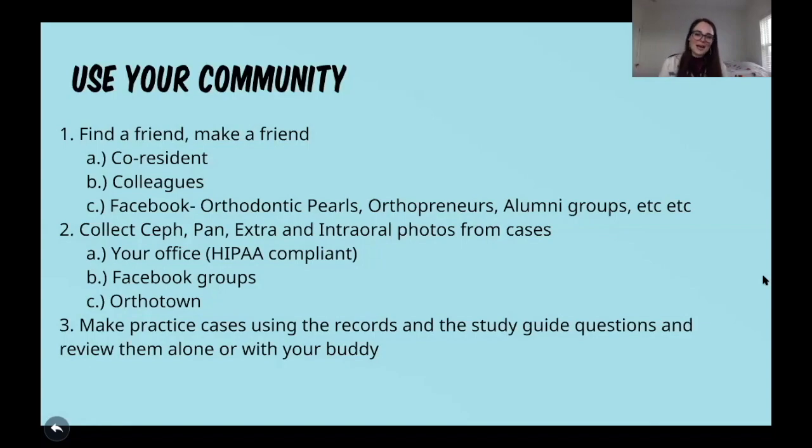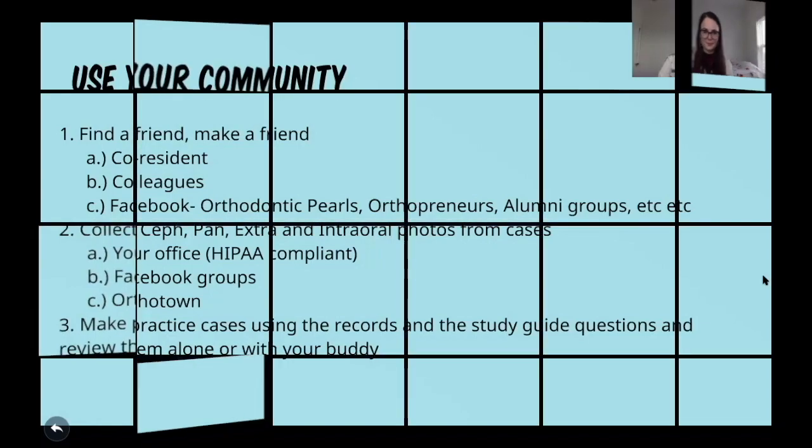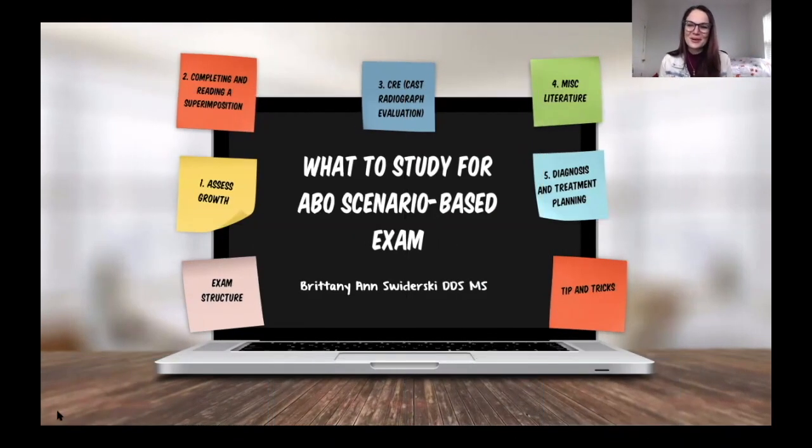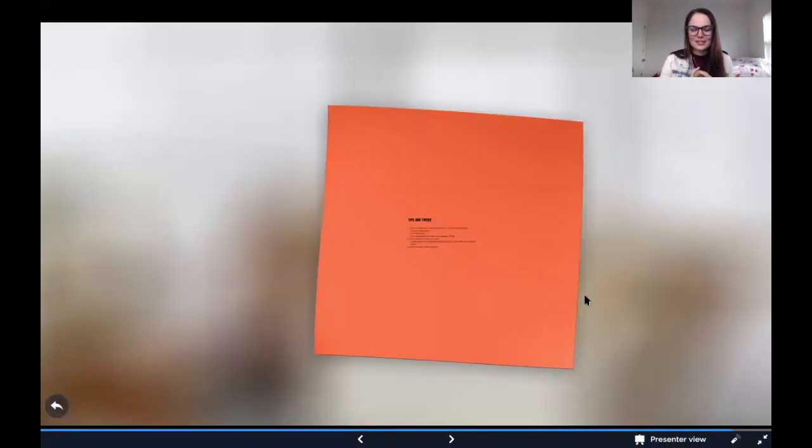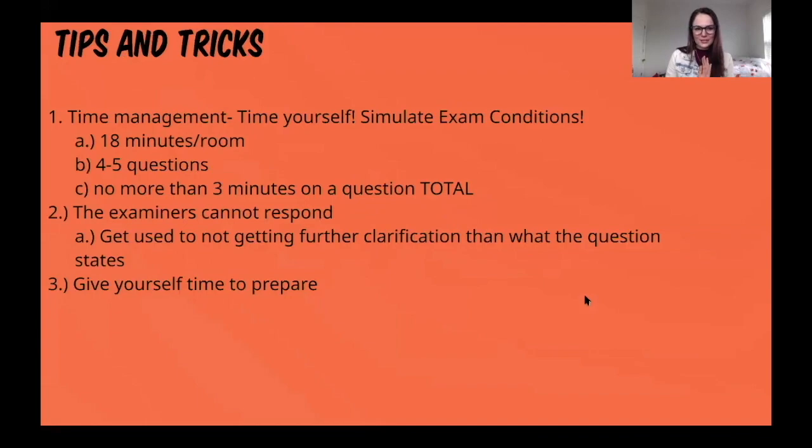So make practice cases using the records and study guide questions, and review them alone if that works best for you, or with your buddy. Okay, and lastly, that brings us to tips and tricks. So these are just kind of my last words of advice for you.